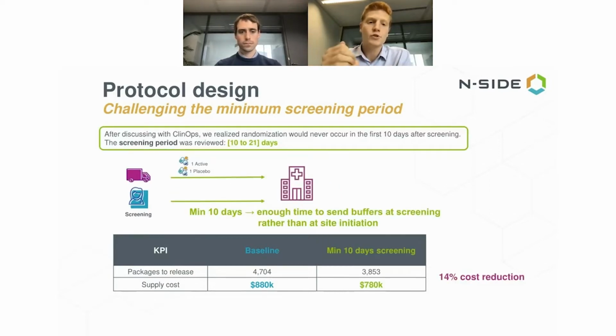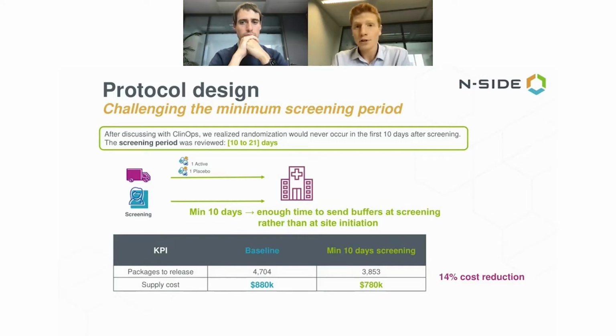to increase the minimum screening period up to 10 days. Why? Because this would give enough time to send the buffers at screening rather than at site initiation. And what we see is this brings a 14% cost reduction, because with this strategy, we avoid replacing the buffers again and again, even if no patients show up. And the point is that this is always a pretty good, let's say, standard to try to have a long minimum screening period, as long as it doesn't affect the patient friendliness.